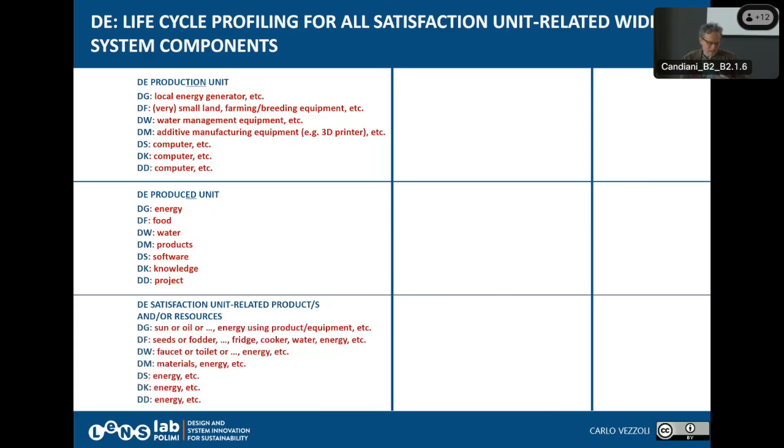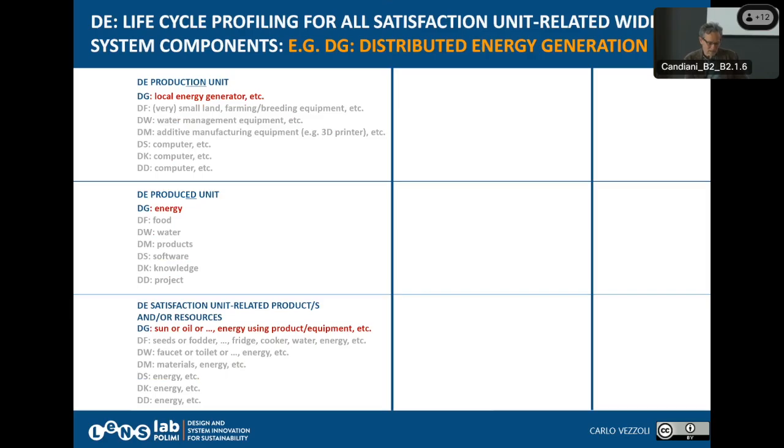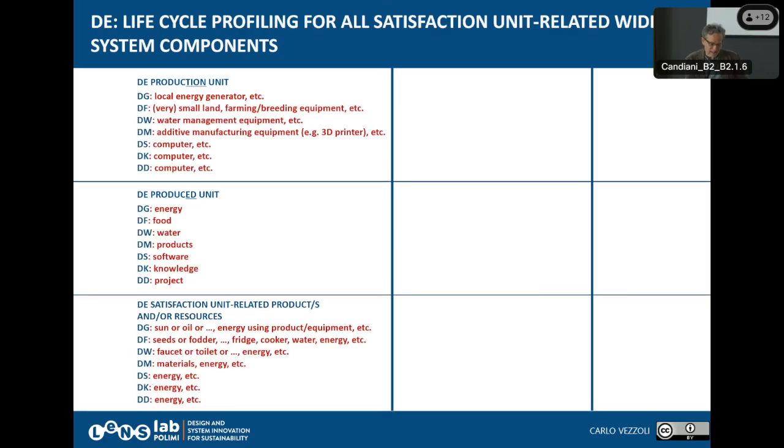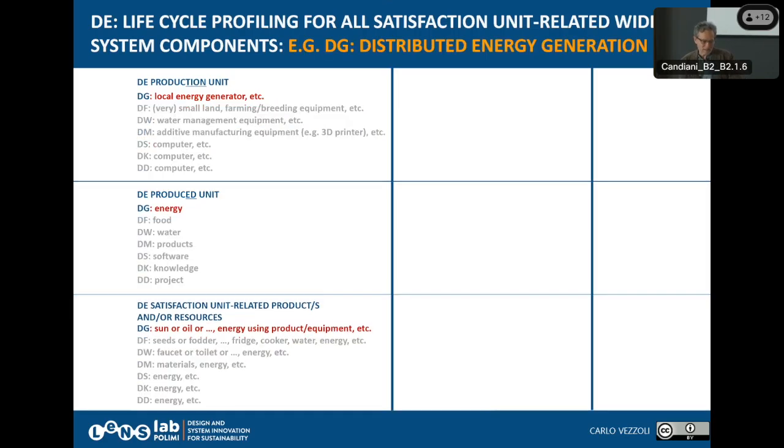Here it becomes a little bit more complex and fluid, because if I have a solar panel, I need the sun. If I have a diesel generator, I need diesel as a resource to fuel it. But this has to be considered. That said, I will make an example with distributed energy generation. Okay, try to follow me.